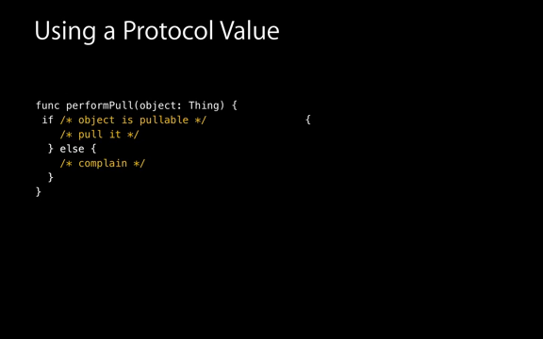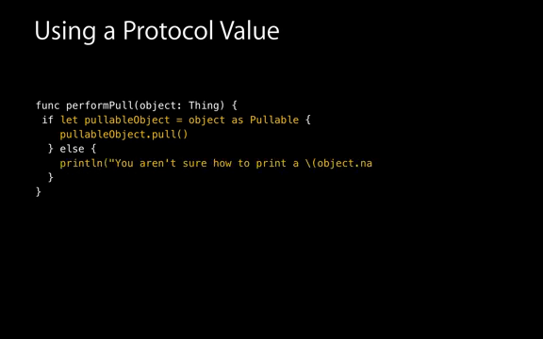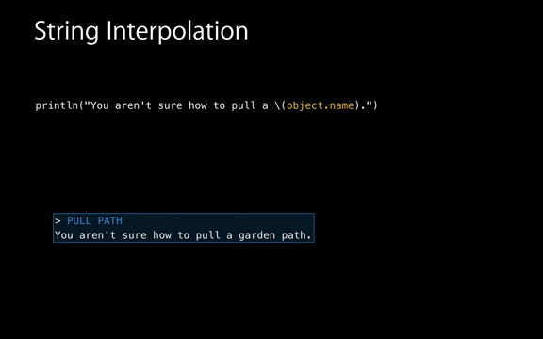Now let's go back to our perform pull function. How do we actually check whether something is pullable? Well, that's very straightforward. We can just use a conditional cast down to the protocol type. This conditional cast will give us a value of Pullable type, which we can then actually pull if it succeeds. And if it doesn't succeed, we're just going to print out an error message. And that's it. That's all we needed to do in order to implement the pull method.